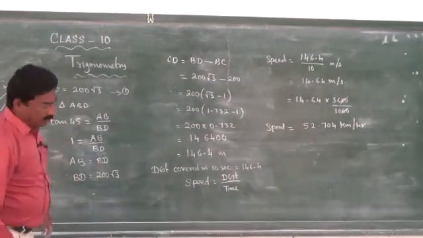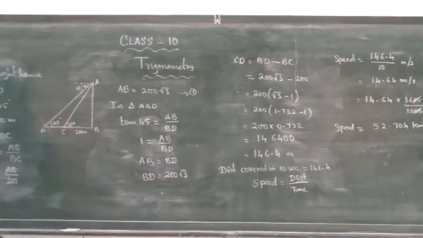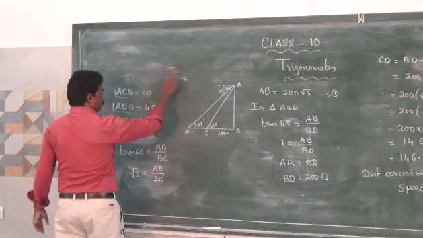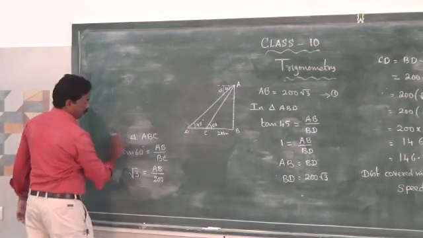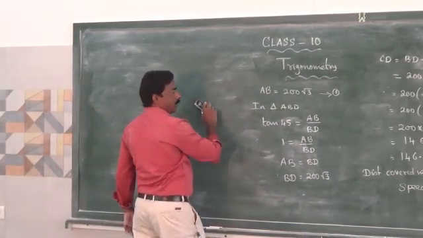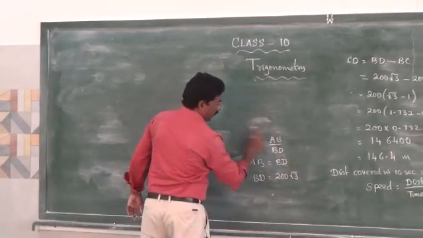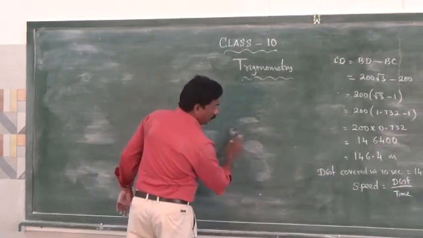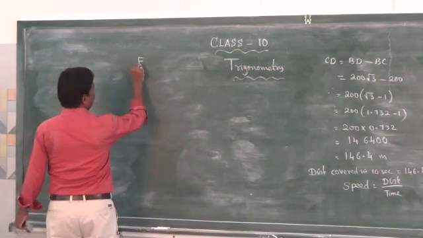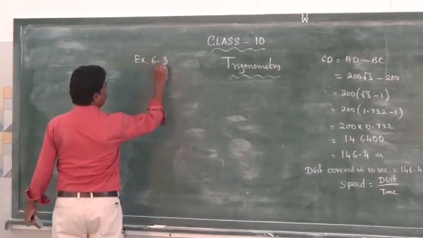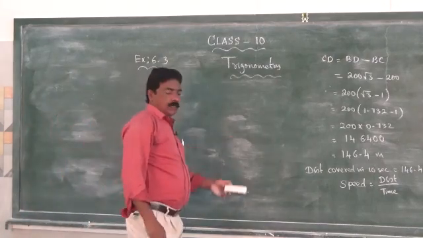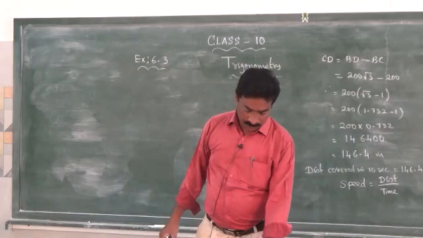So these are a few examples regarding angle of depression. With this, now we come to the exercise problem. Exercise 6.3. In the previous exercise we dealt only with the angle of elevation. Here, all these 4 or 5 sums deal only with the angle of depression. This whole exercise we are going to deal only with the angle of depression.